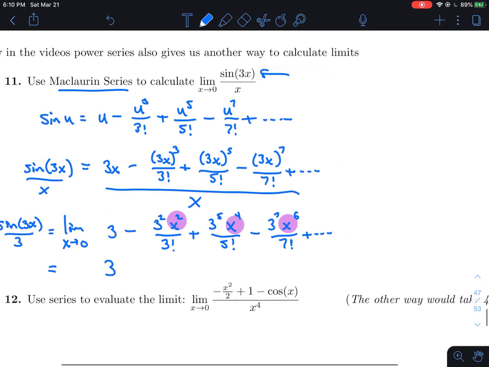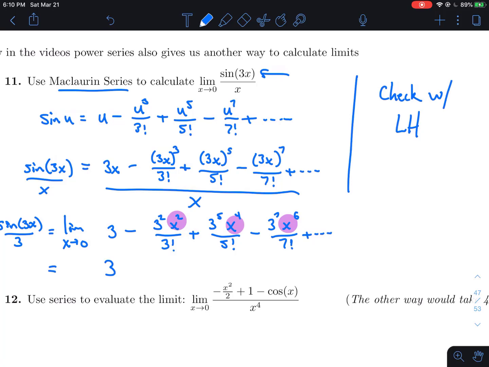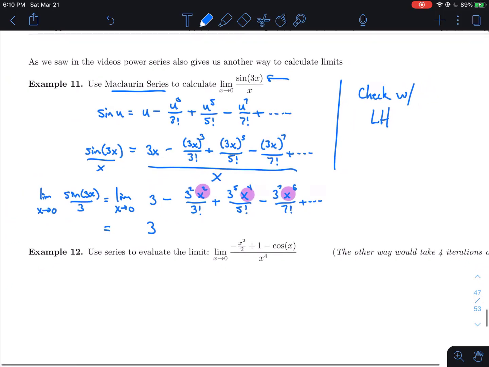Of course, we can check this with L'Hopital's rule. This one's actually pretty fast, so you can check this with L'Hopital's rule, and that's completely fine. But this is how we can actually use Maclaurin series in order to calculate some limits. Now again, this one wasn't really faster than using L'Hopital's rule. It's just kind of to illustrate the point.